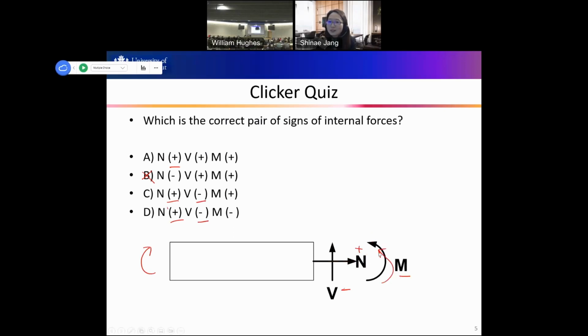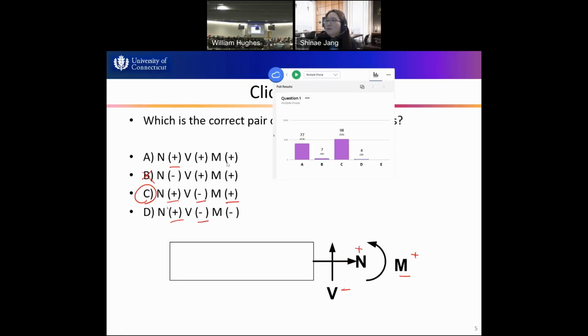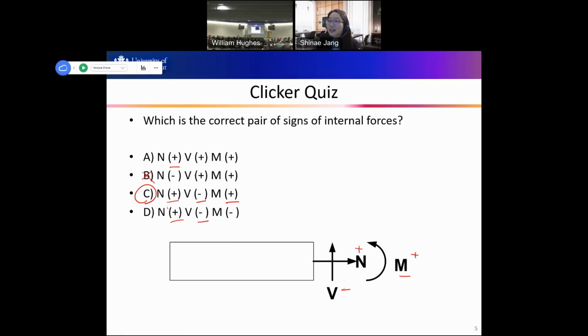This is correct. This is positive, right? So this moment should be positive. So C is correct. And then when we see the result again, A, okay. So this confirms that the sign convention for V is the most tricky one, right?